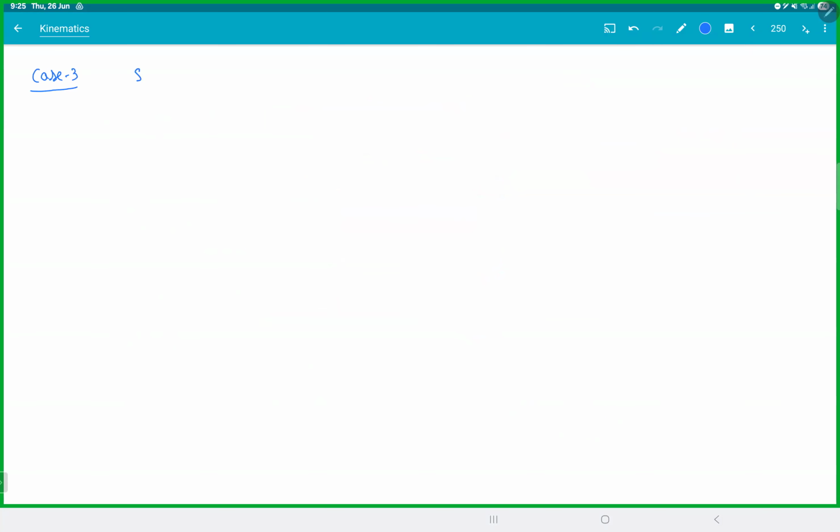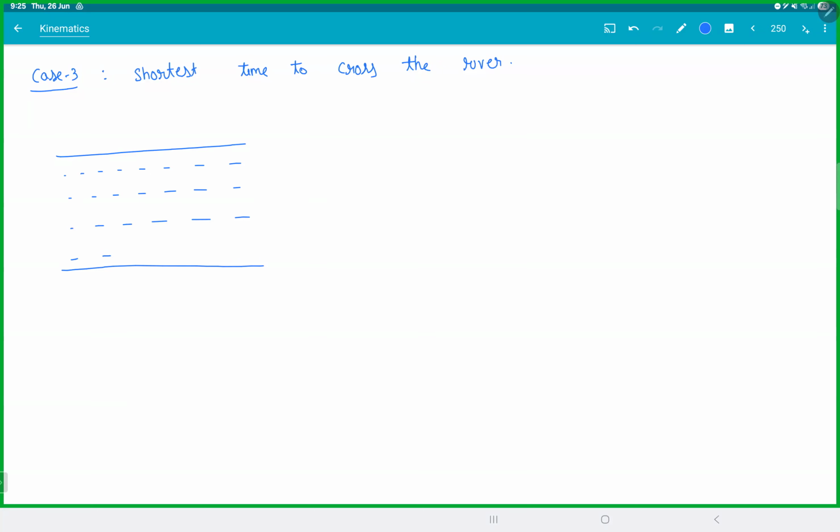shortest time. If you just want to cross the river in the shortest time, it doesn't matter where you are reaching. You just want to cross the river. It need not be the opposite point. Then the best thing to do is, you can just say this theoretically, just don't waste your energy fighting the river. Let the river do what it wants. You just swim straight. But anyways, let's prove that also.